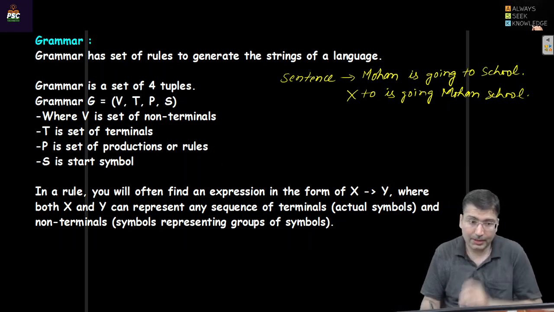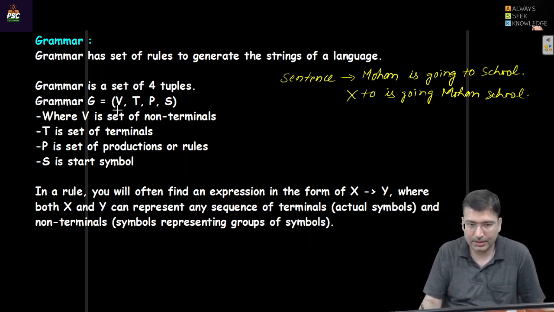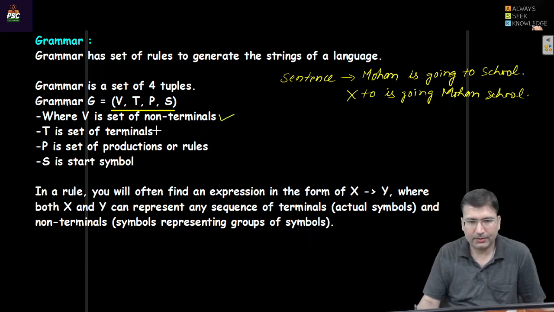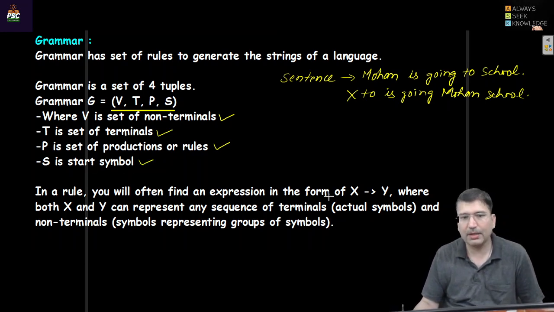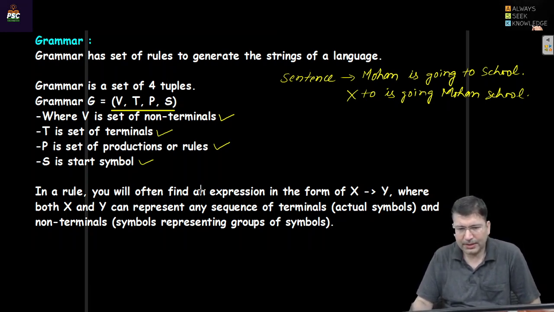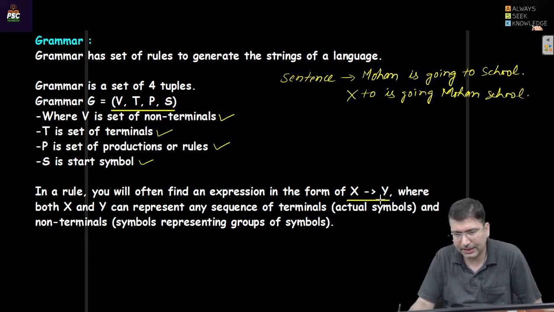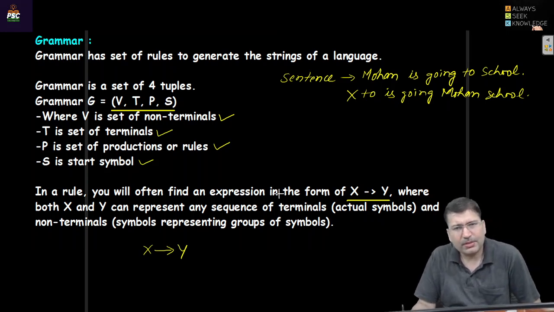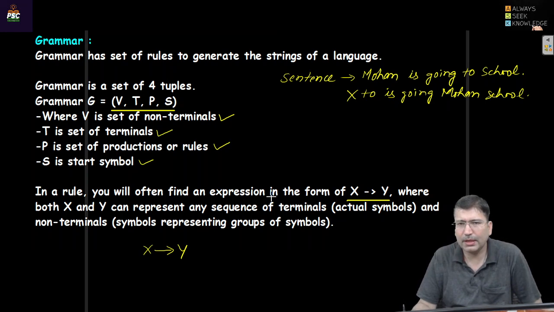Okay. So a grammar in formal languages can be defined by these four tuples. The very first tuple is the set of non-terminals, then the set of terminals, then the set of production rules, and S is the starting symbol of the grammar. In a rule, you will often find that we generally write X derives Y, or X implies Y. So generally we write a rule in this manner. There are different types of grammars which we will discuss in coming lectures.